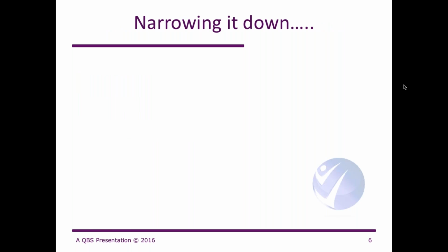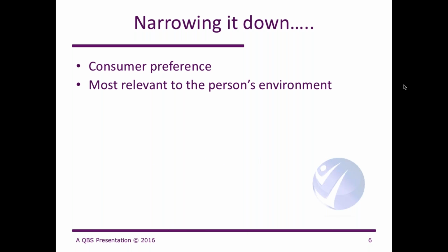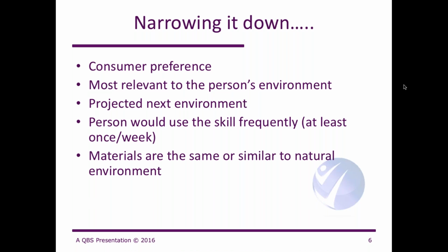That sounds like a lot, so let's narrow it down. Consumers will be more motivated to learn if it's a preferred skill. We also want skills that are relevant to that person's environment. If it's not practiced often, it may not be maintained over time, and time may be better spent on other targets. If the individual is headed to a less restrictive environment, we might want to train that consumer in skills needed in that environment with materials used in that environment.